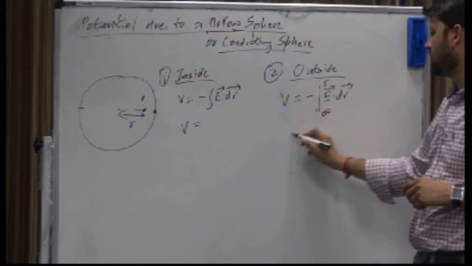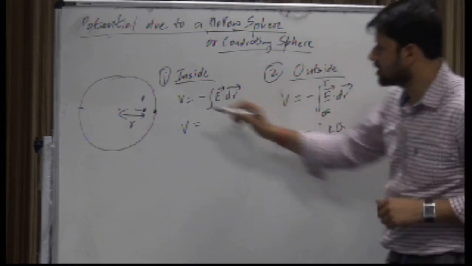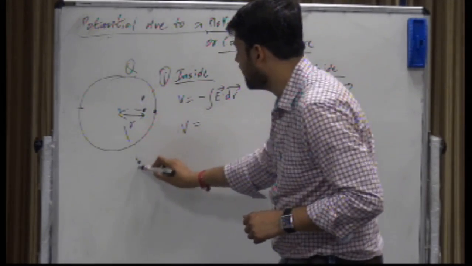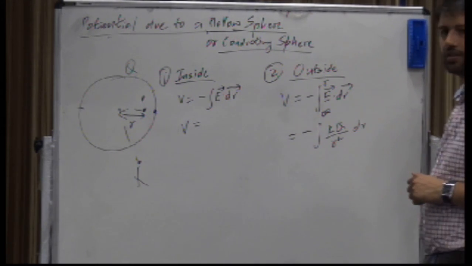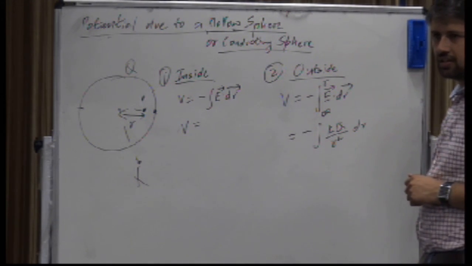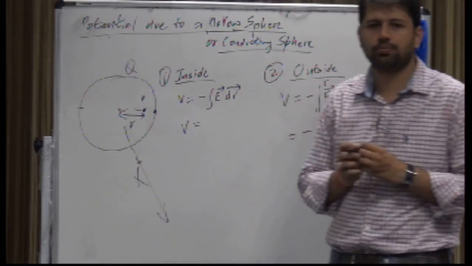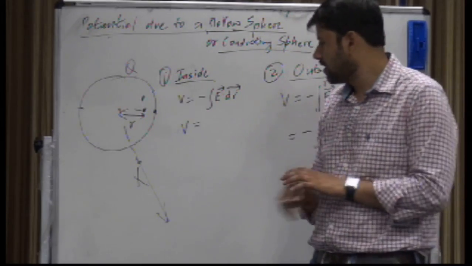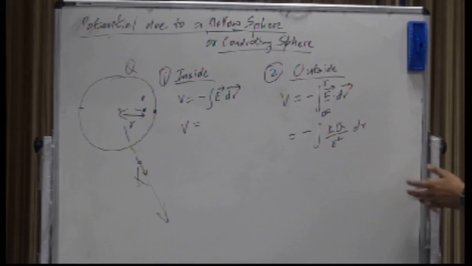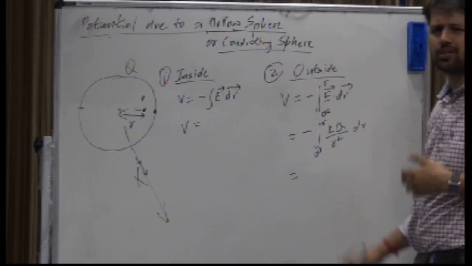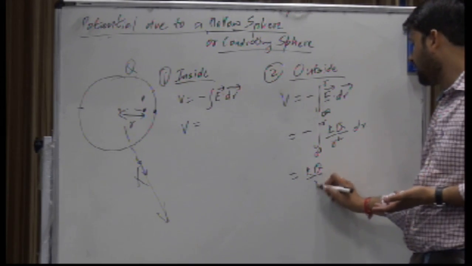Infinity to r, and this would be minus integral of k q by x square, the charge is q, this is an outside point, into dr. Okay, positive sphere will emit positive electric field in the outward direction, and we take dr in the outward direction as well. So the dot product would become a positive value, and if you integrate it, I won't be doing it because you already know it for a point charge. The same kind of derivation, it is kq by r.